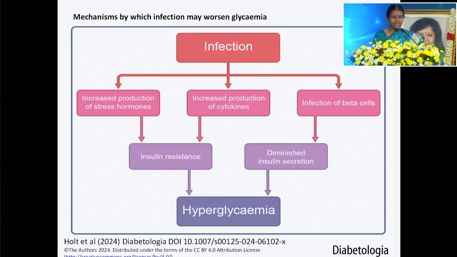And on the other hand, if you see infection, this increases the production of stress hormones, which are all diabetogenic, and increases the production of cytokines, which all leads to insulin resistance, and infection of beta cells diminishes the insulin secretion, leading all to hyperglycemia.